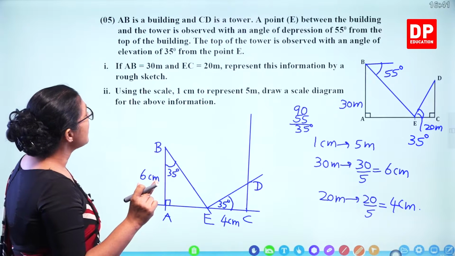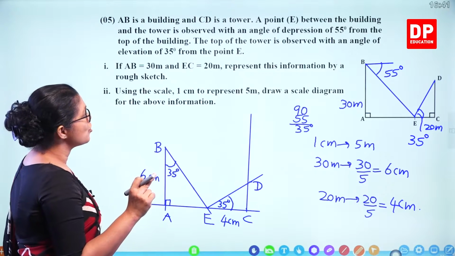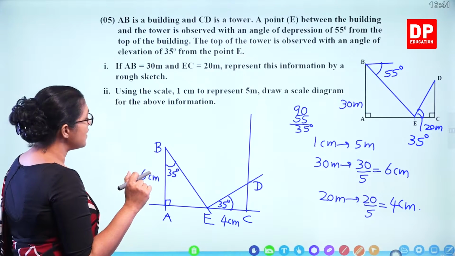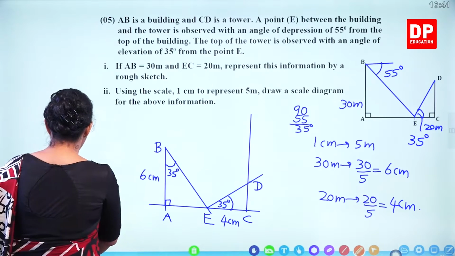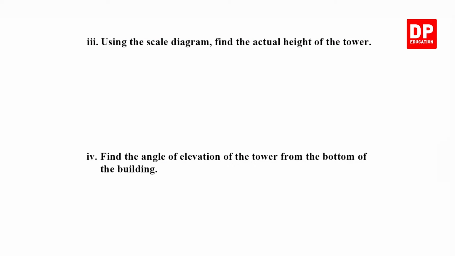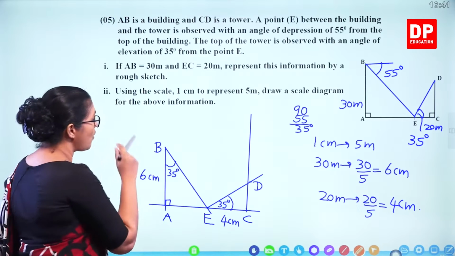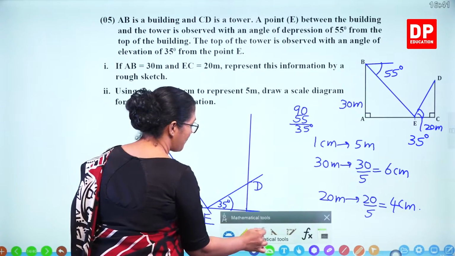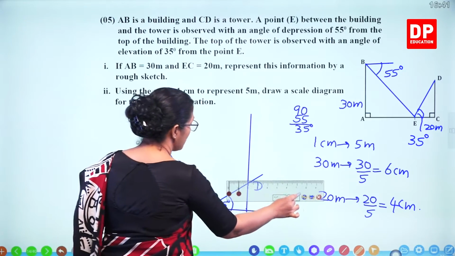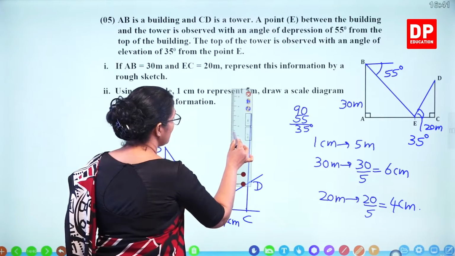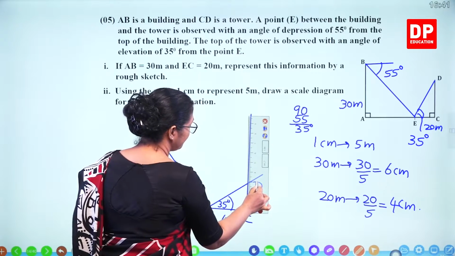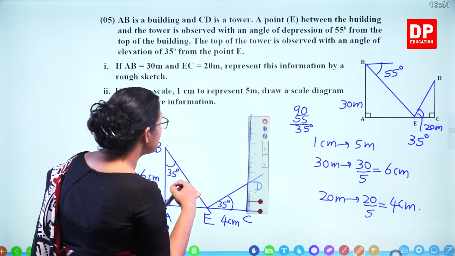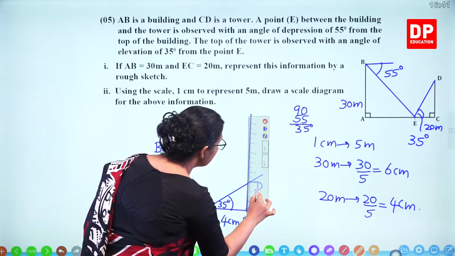So this is the scale diagram. Using the scale, draw the scale diagram from the above information. Now we'll see what the question related to this is. Using the scale diagram, find the actual height of the tower. Tower is here. So we can measure this length. What's the length there? Here to here, you get 2.8.